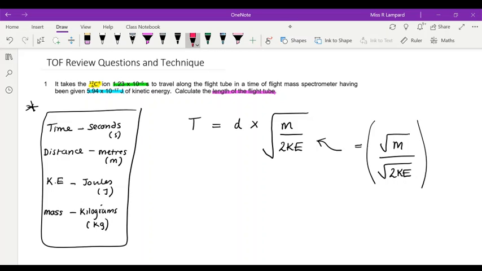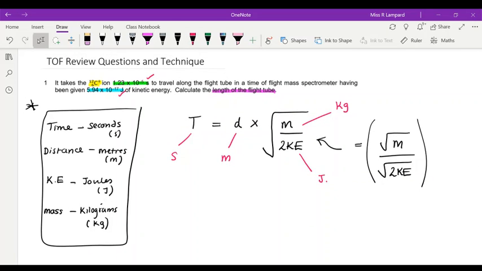So I'm just going to add in the units. We've got meters, seconds, meters, kilograms, and joules. So happy here that the time has been given in seconds, the kinetic energy has been given in joules. We haven't been given the mass, but we do need to be able to work that out ourselves. And obviously, we need to figure out what the distance of the flight tube is.